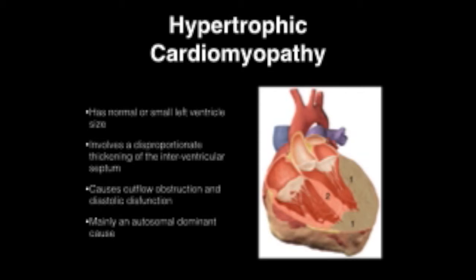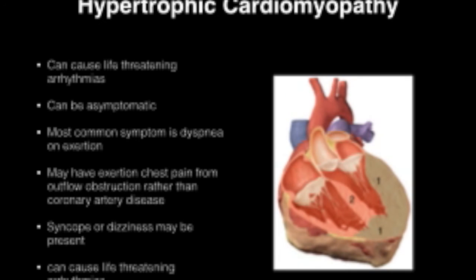Another thing to remember: of all the cardiomyopathies, it's the most likely to cause life-threatening arrhythmias. Again, the most common symptom is dyspnea on exertion, similar to what you would see with CHF, but you don't have as many edema concerns. These patients may also have exertional chest pain, not from actual coronary artery disease, but due to the ventricular septum impeding the blood flow out of the heart and decreasing the perfusion of the coronary arteries.